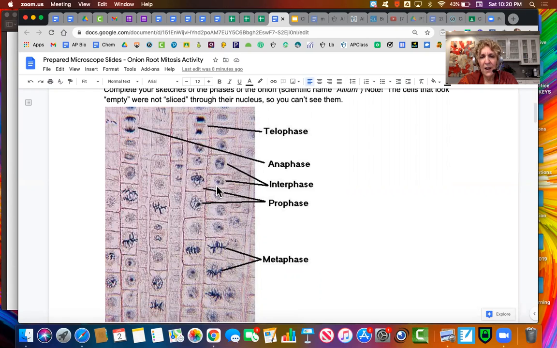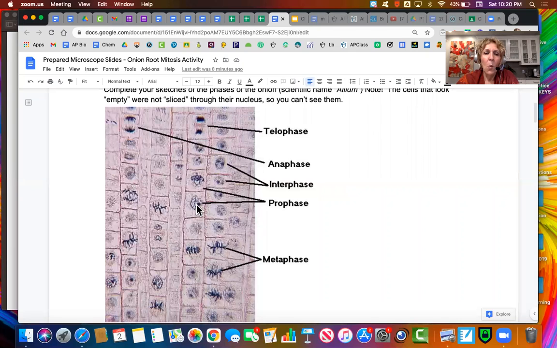So interphase is the quote unquote normal looking cell. It's not getting ready to divide. In prophase, it's starting to get ready. So the nuclear membrane disappears, the nucleolus disappears, and you can start to see the chromosomes.